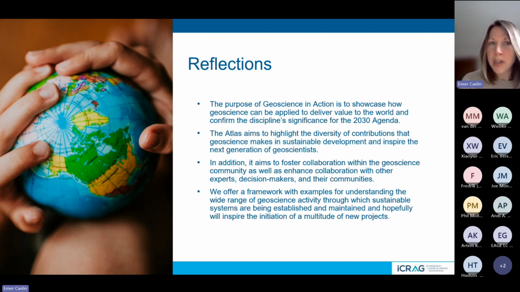We wanted to show the diversity as well of contributions coming from geoscientists that can resonate and inspire the next generation of geoscientists as well. We wanted to foster collaboration within the community, and not just within the community, but outside the community as well, and just offer a framework and a platform for communication going forward for this.